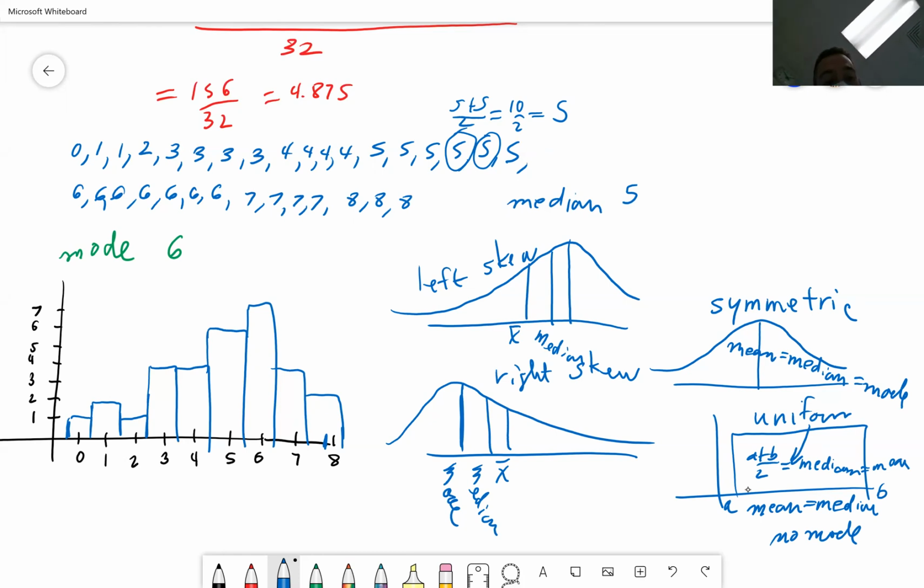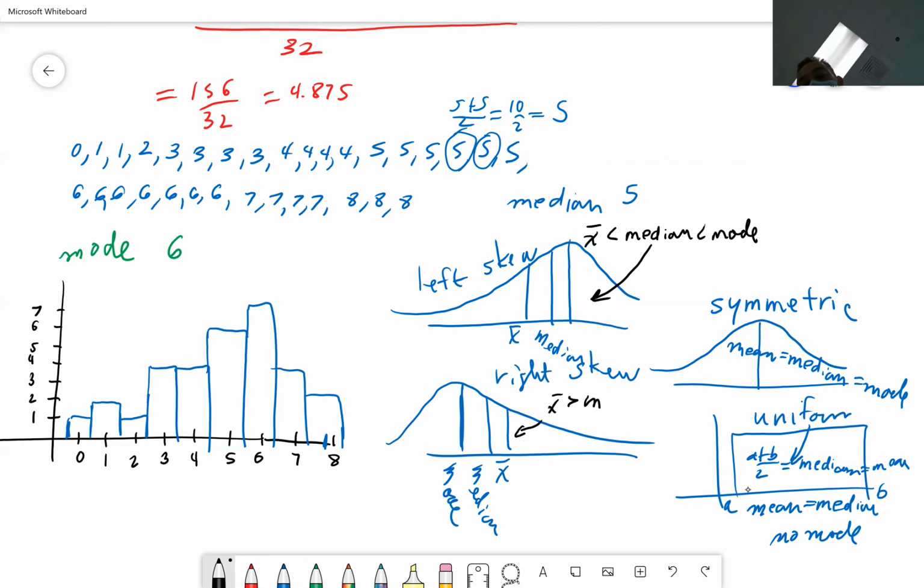Now, I'll summarize it using symbols here. The mean is less than the median, which is less than the mode when it's left skew, sometimes referred to as a negative skew. The mean is bigger than the median, which is bigger than the mode when it's a right skew. Okay? So there's a lot of little things here that you get from the problems that you do. But it requires you to go home and do it.